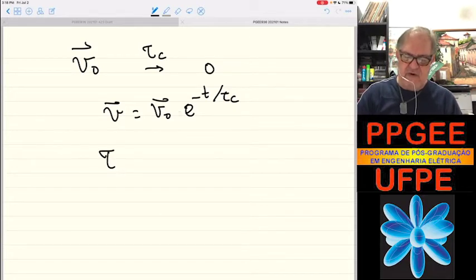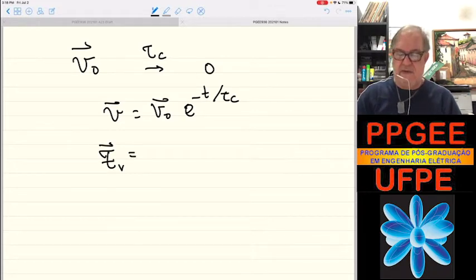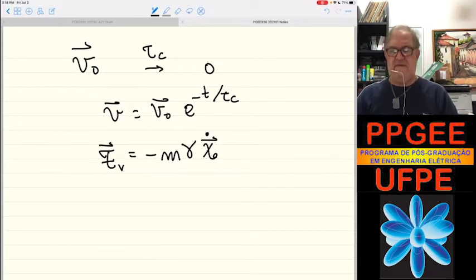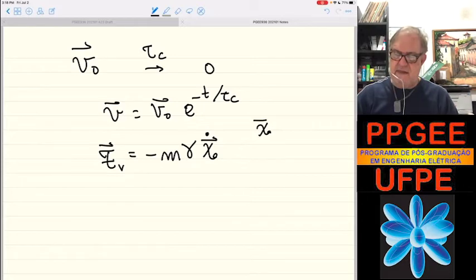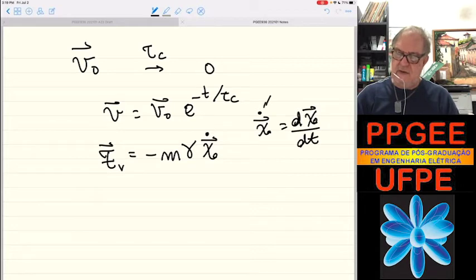We have a viscous force, Fv, proportional. We're just putting here the dimension. I'm putting a mass, okay, times a damping constant, which is called the damping frequency, times the velocity, which is x dot, the time derivative, right? X dot here means dx/dt. We're going to use this terminology, this symbology here.